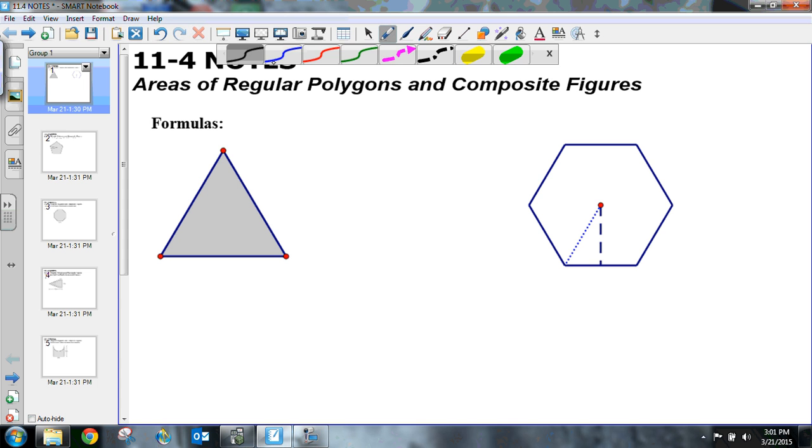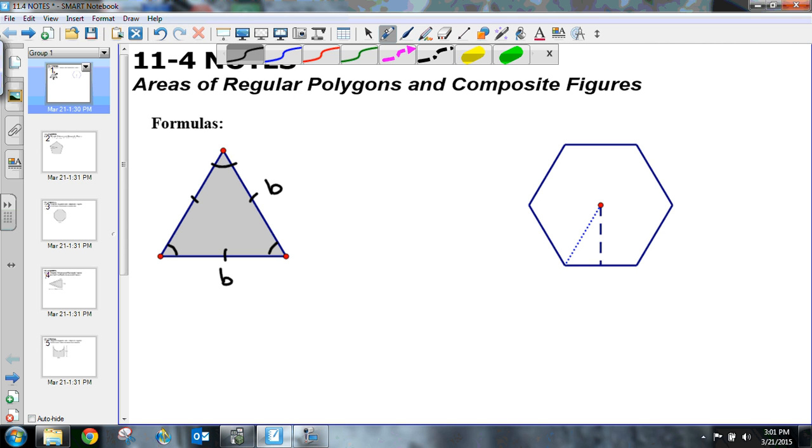The first one I want to show you is the formula for the area of an equilateral triangle. When I have an equilateral triangle, I know that all my sides are congruent and that all of my angles are congruent. I want to show you a specific formula for the area. I'm going to call this length base, B. So if this is length B, then all the other sides are length B as well.